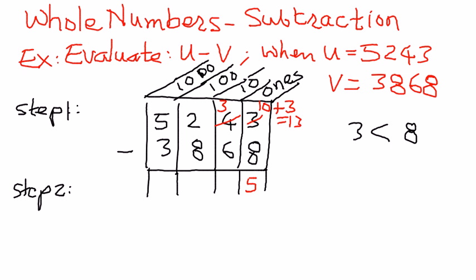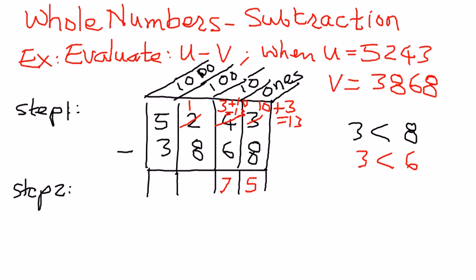Now we're going to make a decision in the tens column. 3 again is less than 6. So therefore we're going to borrow a number from the hundreds place. So 2 minus 1 is 1. We're going to add 10 to the 3 and that makes it equal to 13. So 13 is now greater than 6. So 13 minus 6 is going to be equal to 7.